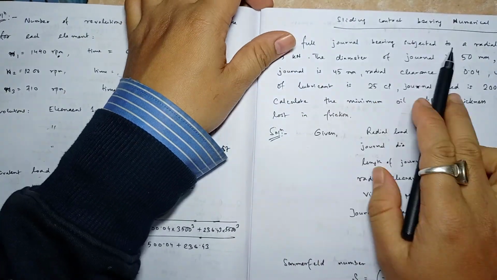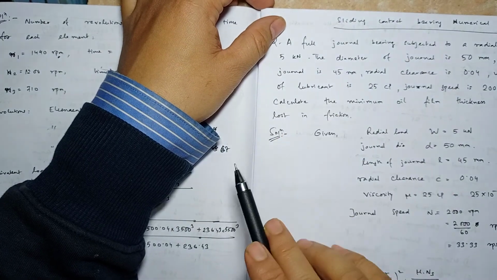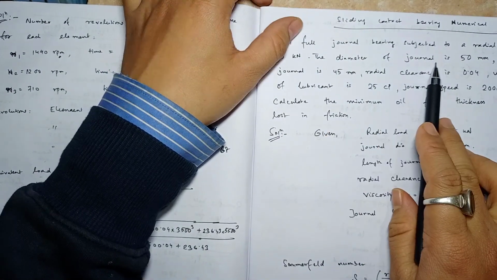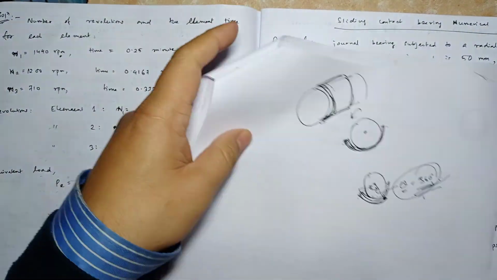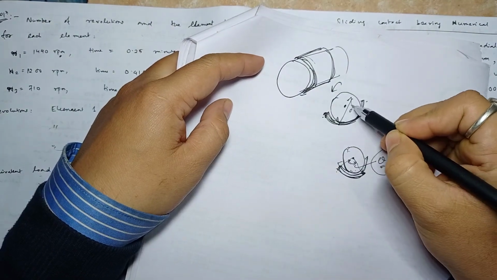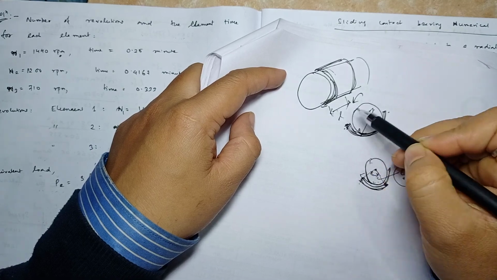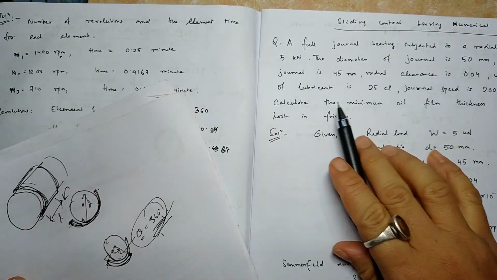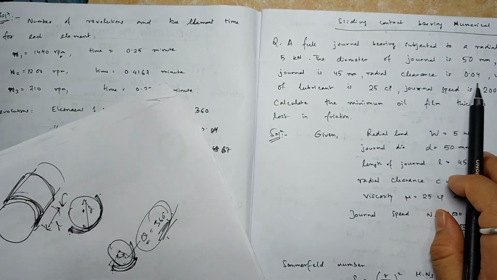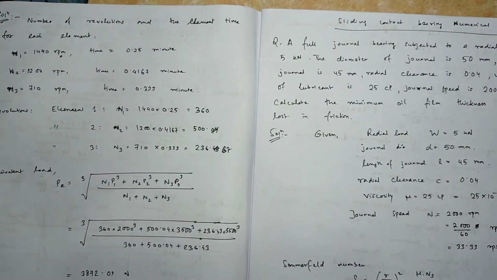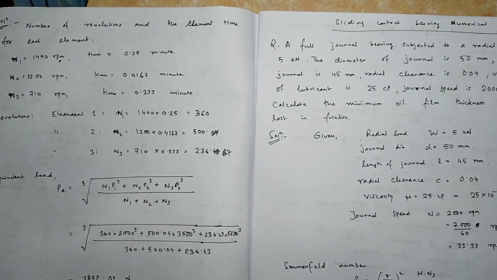So a full journal bearing subjected to radial load of 5 kilonewton. Okay, it is given. So diameter of the journal, this shaft here, the diameter is given. Length is given. This is the bearing length. Length is 45 mm. Radial clearance is 0.04, which is actually shown to you here.